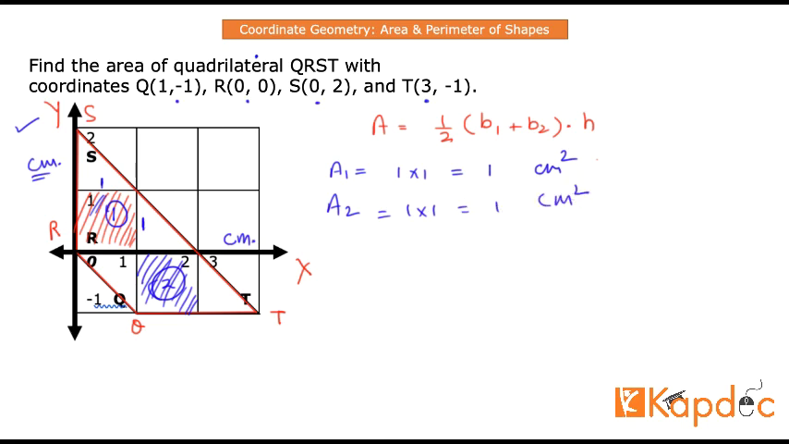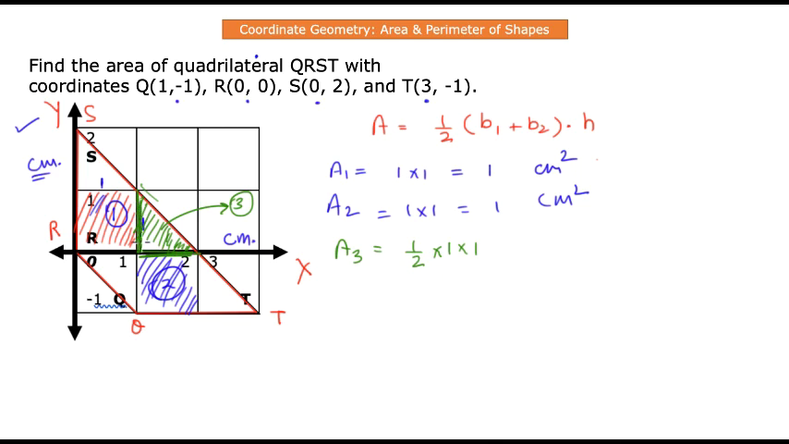What else do you see here that is unique in this diagram? I see that if I take this triangle, this is exactly half of this square, right? So this is one triangle. Let's say this is my area number 3. And the area of this would be 1/2 times base times height, because base is 1 unit long and height is also 1 unit long, right? It is easy to compute that way. So this will be 1/2 centimeter square.